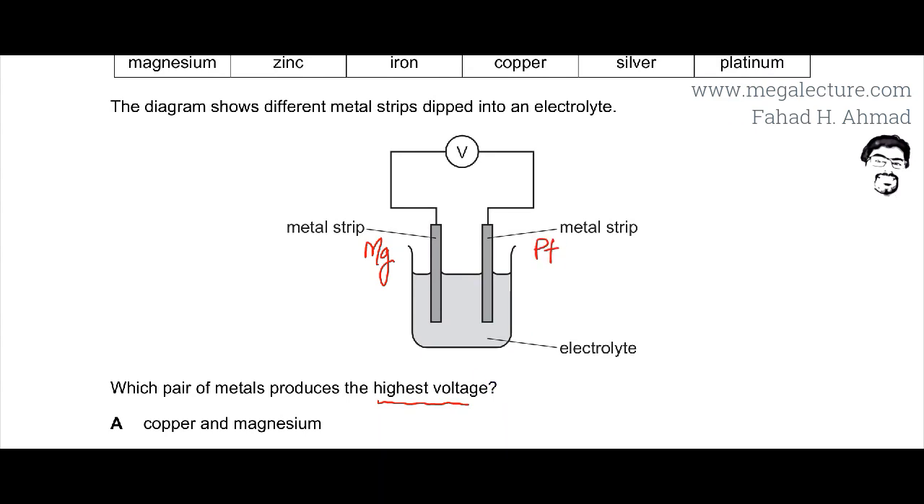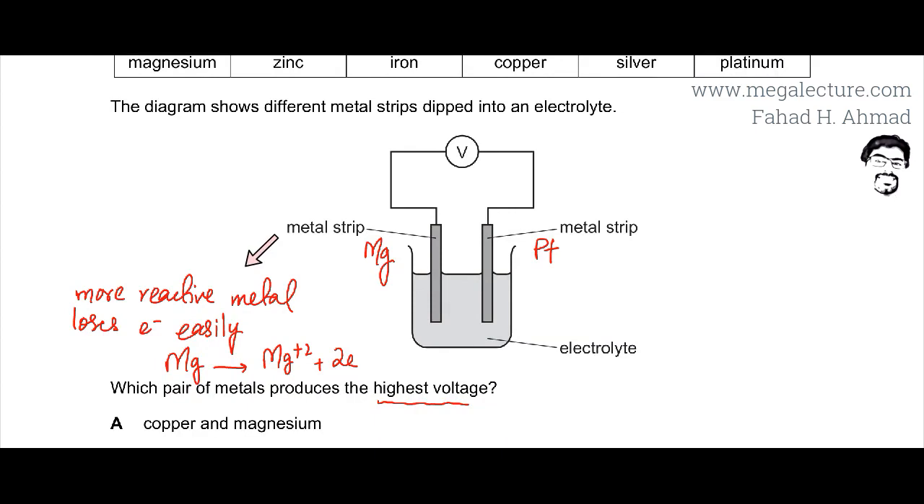And the reason is that the more reactive metal likes to lose electrons. In this case, Mg and platinum, Mg is the more reactive one, so Mg likes to lose electrons. It has a very high tendency to lose electrons, so it's going to be producing a lot of electrons, and it would be losing electrons very easily. So there would be a lot of Mg+2 ions being formed in the solution, because Mg would lose electrons to form magnesium ions. A lot of magnesium ions would be produced, and there would be an accumulation of electrons.